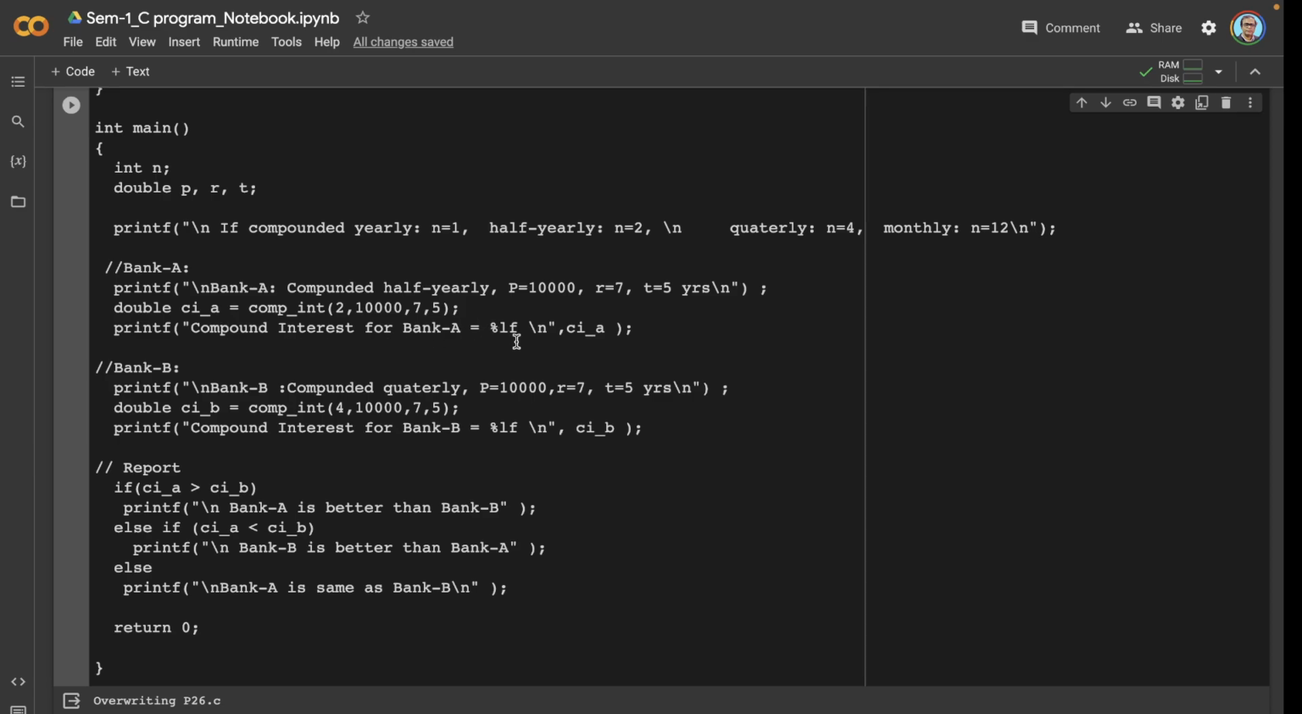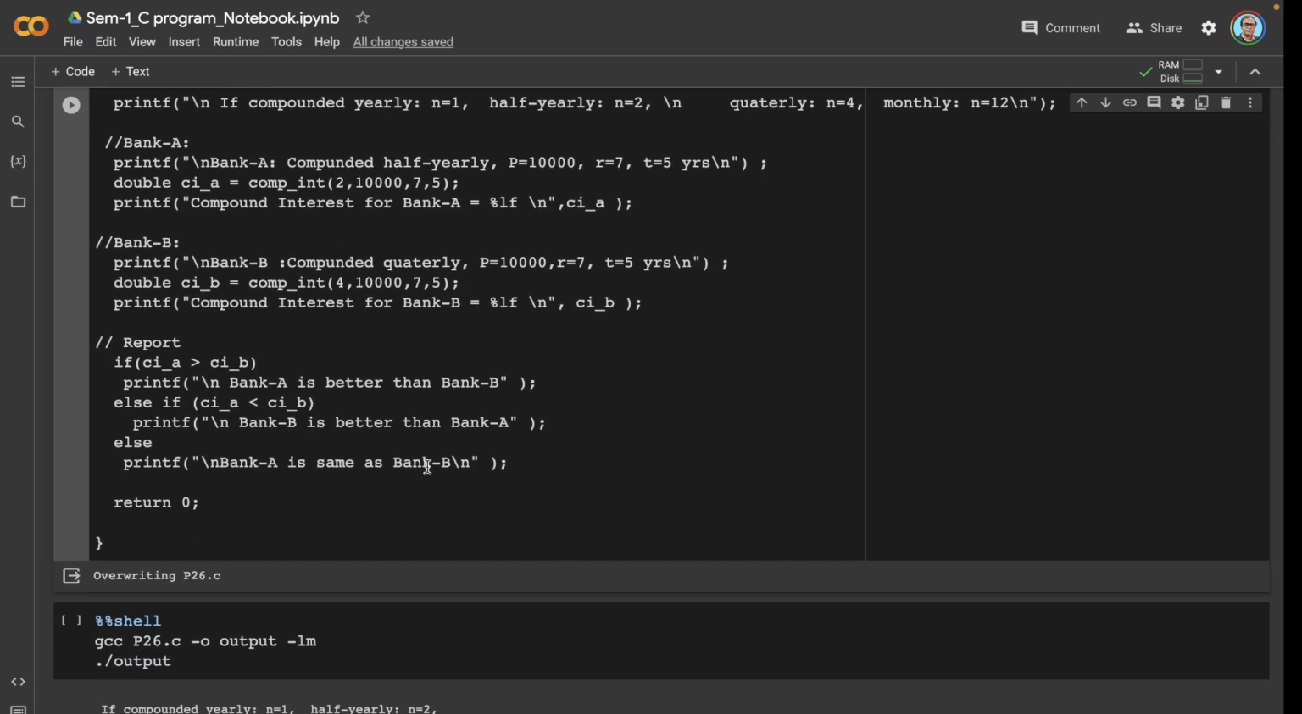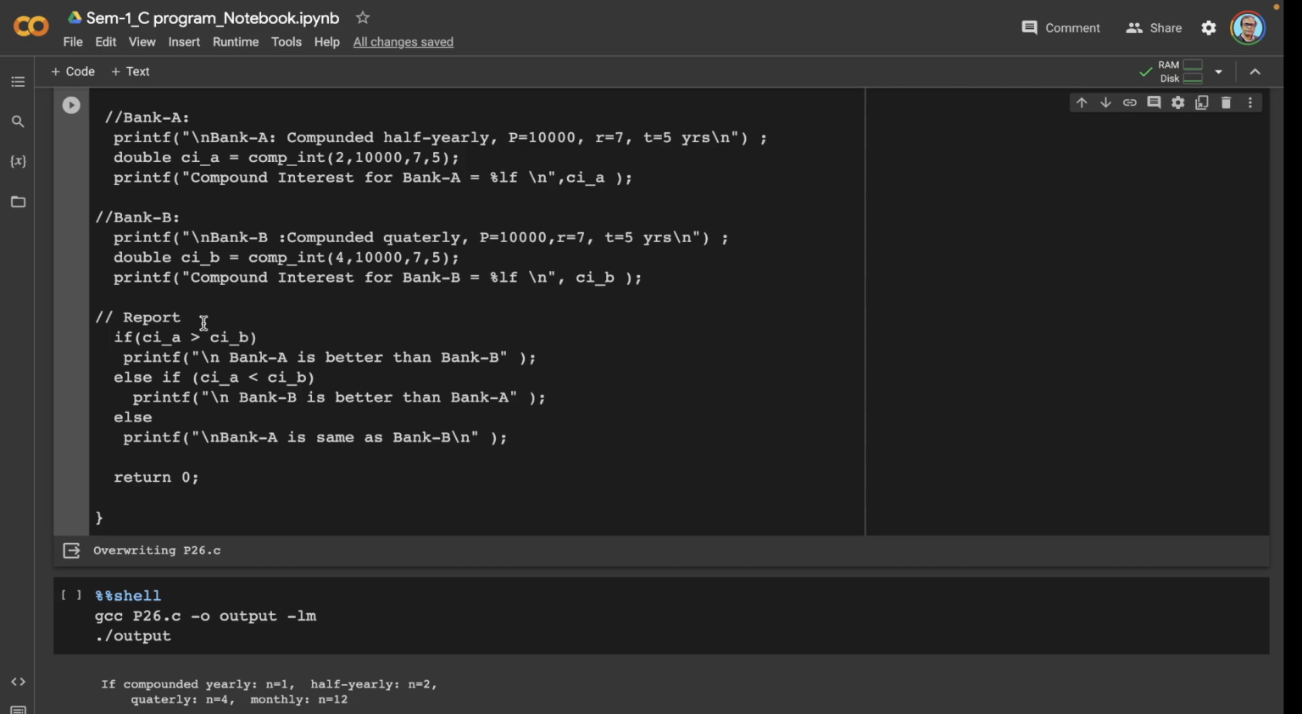This is compound interest for bank A, and compute the compound interest for bank B, compounded quarterly. Here n equals to 4, principal value 10,000, rate of interest 7 same, and 5 years same. Only difference is they are compounded half yearly and compounded quarterly. So calculate this and report: if CI underscore A is greater than CIB, bank A is better than bank B; if CIA is less than CIB, bank B is better than bank A; else bank A and B are same.